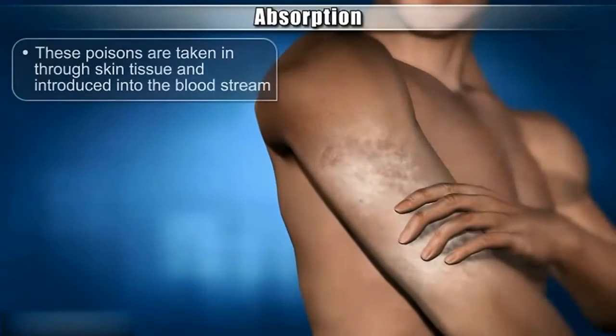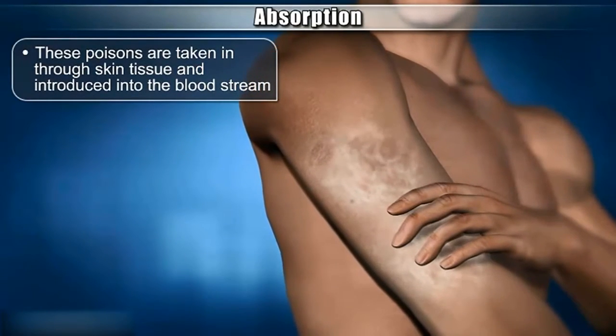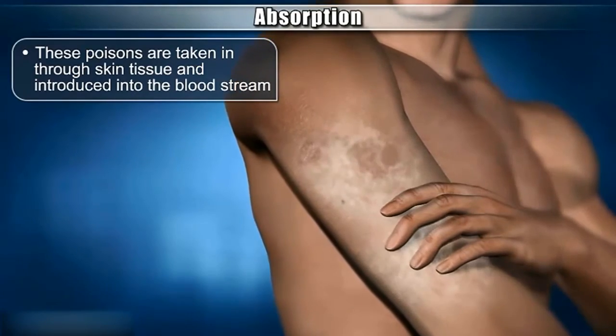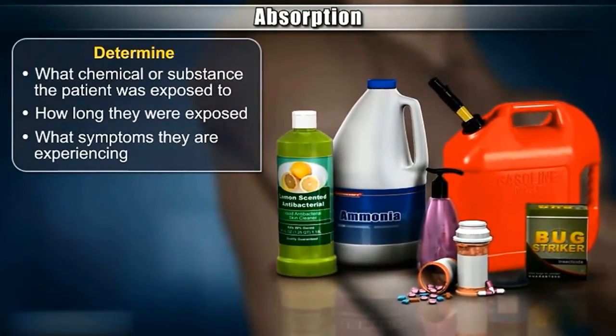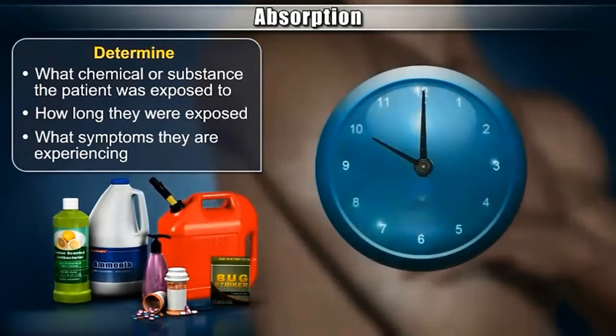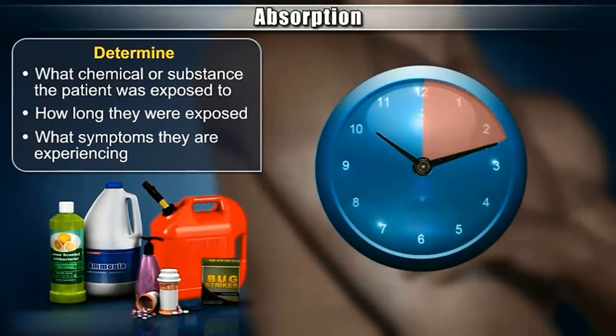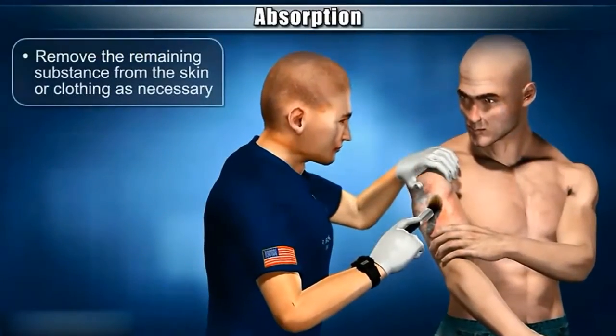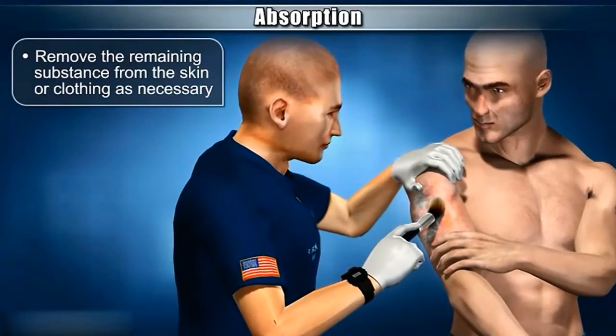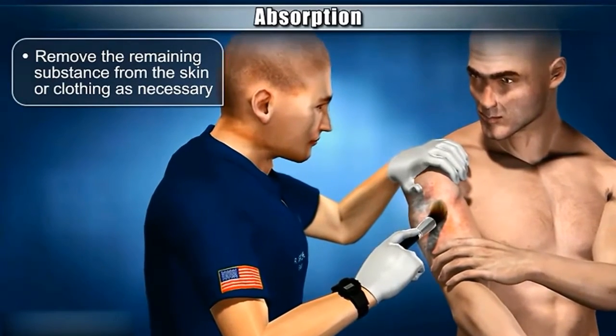Absorption. These poisons are taken in through skin tissue and introduced into the bloodstream. Determine what chemical or substance the patient was exposed to, how long they were exposed, and what symptoms they are experiencing. Remove the remaining substance from the skin or clothing as necessary.